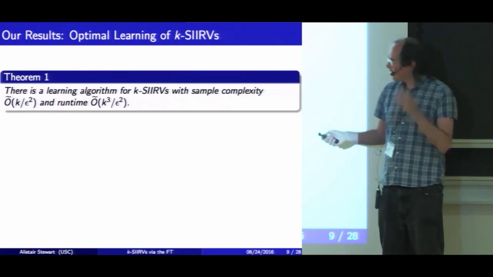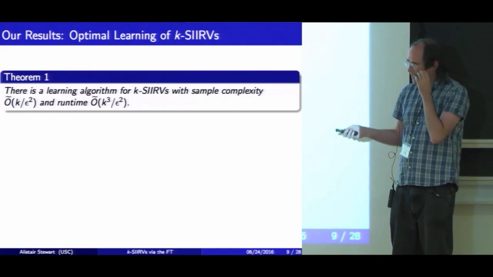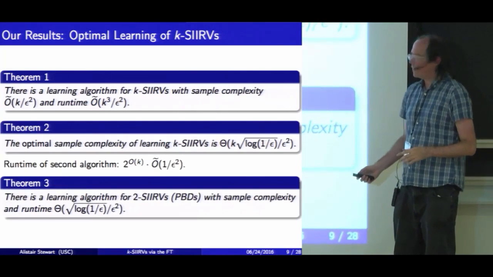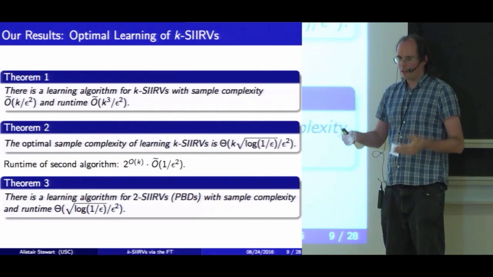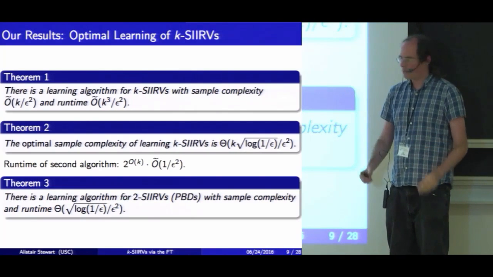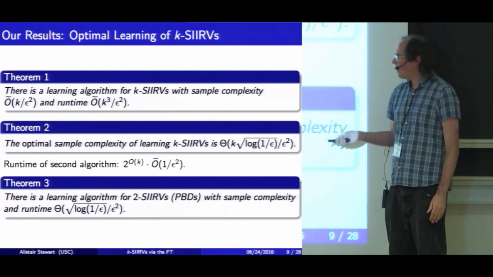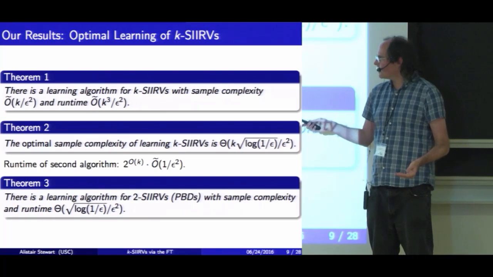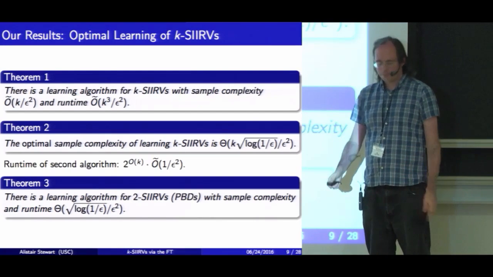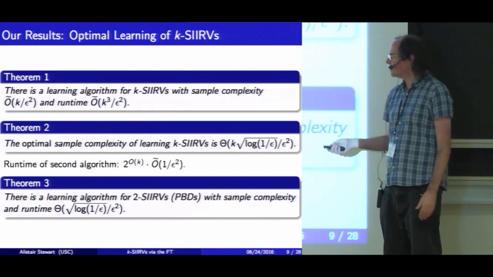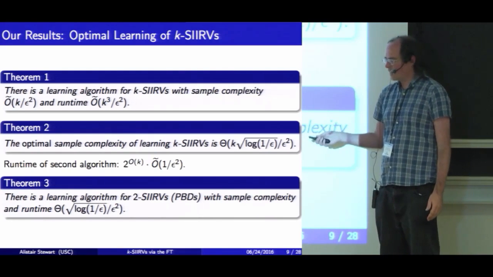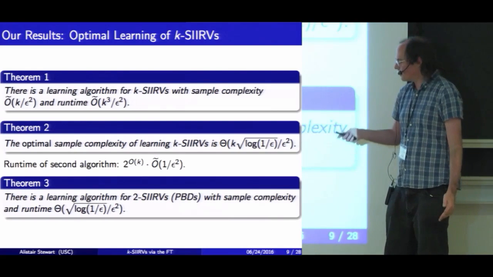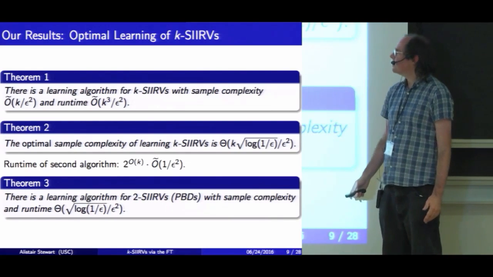Now, if you want to ask the question, are log factors in the sample complexity really necessary? It turns out the answer is yes. We can give upper and lower bounds on the sample complexity of k root log 1 over epsilon, over epsilon squared. Although for k bigger than 2, for large k, this algorithm isn't efficient. It's exponential in k. For the special case k equal to 2, we can get an algorithm which has optimal sample complexity and running time up to constant factors.